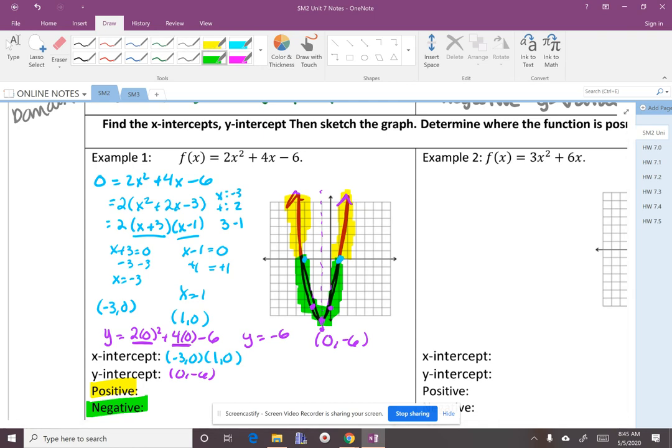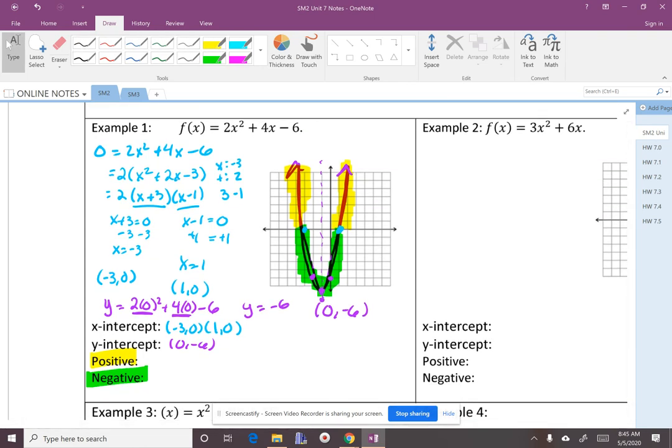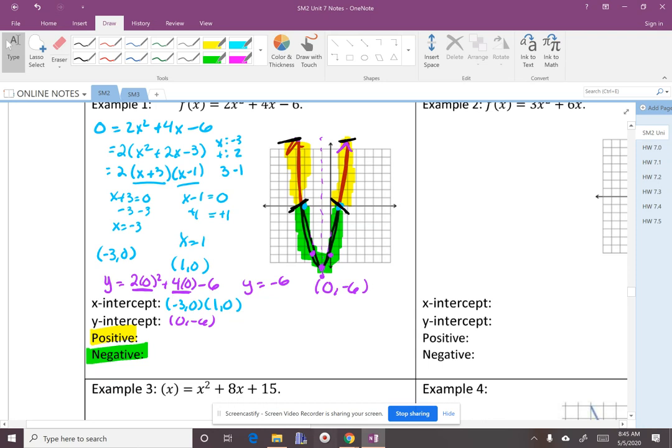Okay, so when I look at that, I am positive from here to here to here, okay? So I'm going to write, I have two sections, so I'm going to have two answers. I'm positive from negative infinity to negative 3. That's that x value right there. And I'm also positive from 1, which is this x value right here, to infinity, okay?